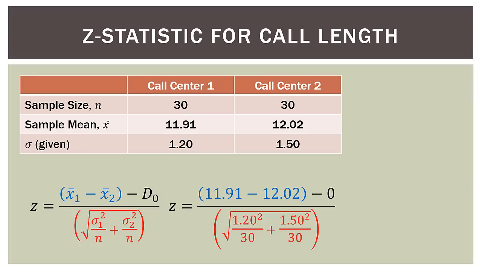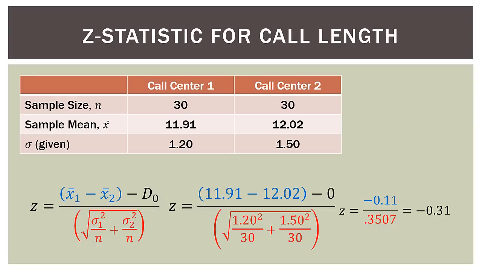So sigma squared sub 1 is 1.2 squared, that's the sigma from call center 1. Then divide that by the sample size, which is 30. Then sigma squared sub 2, that's the sigma for call center 2. We substitute that in as 1.5 squared, divided by 30 as well. Now we do all this calculation out, and we get z equals negative 0.31. Now what does that mean? Well, look at the numerator first. The difference between the two sample means was negative 0.11 minutes. Now what about the denominator?